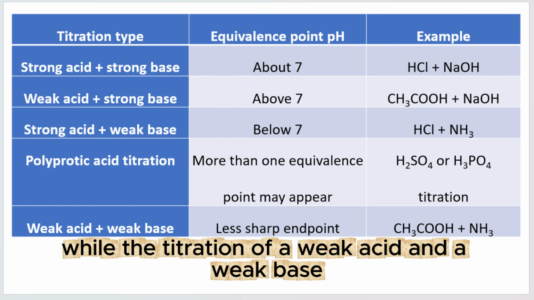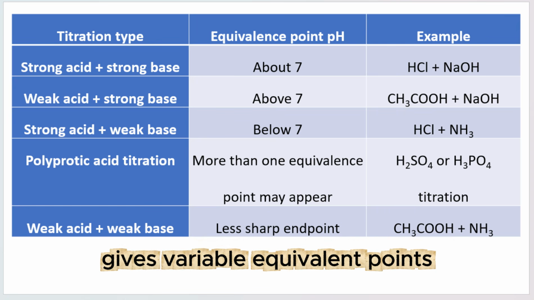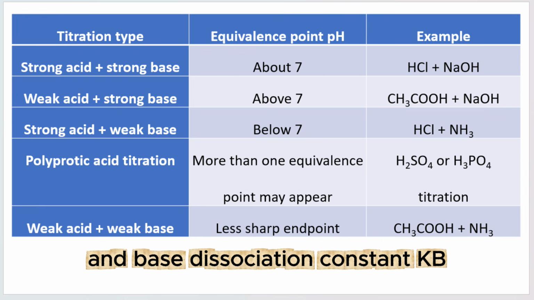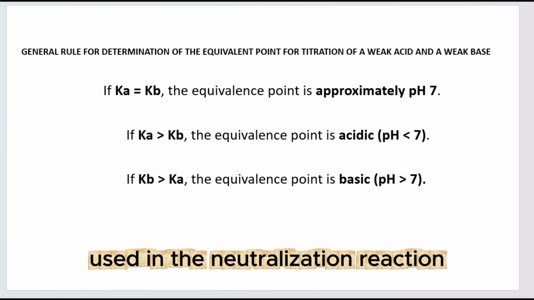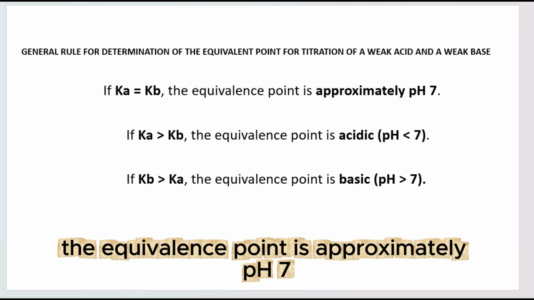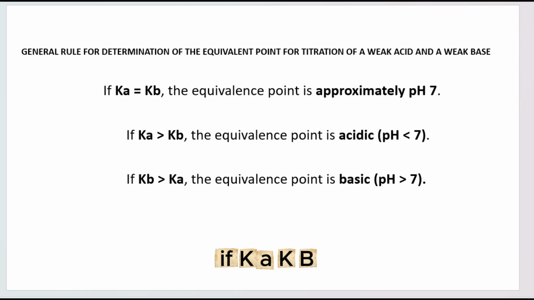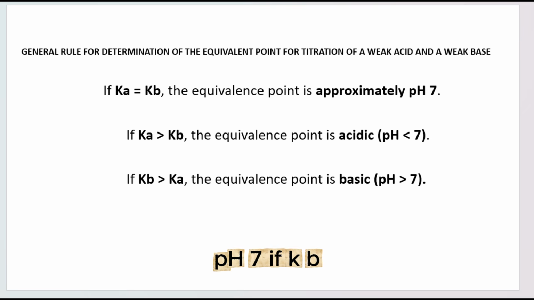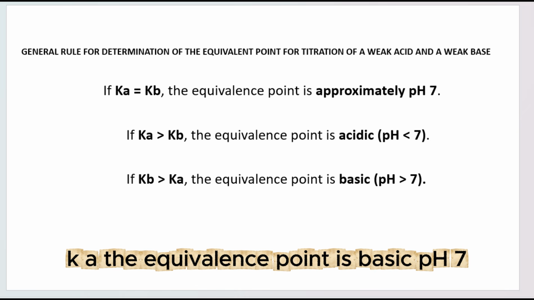While the titration of a weak acid and a weak base gives variable equivalence points, with the main factor being the values of the acid dissociation constant Ka and base dissociation constant Kb involved in the neutralization reaction as shown here. If Ka equals Kb, the equivalence point is approximately pH 7. If Ka is greater than Kb, the equivalence point is acidic, pH less than 7. If Kb is greater than Ka, the equivalence point is basic, pH greater than 7.